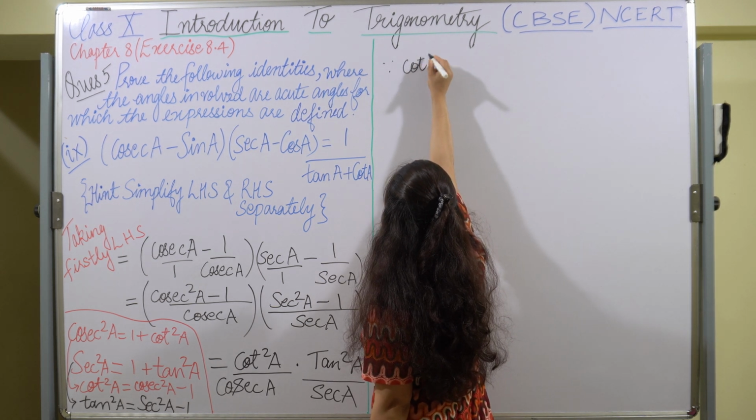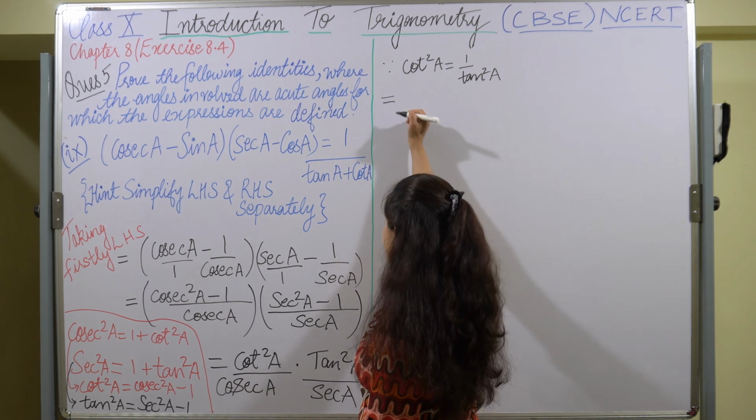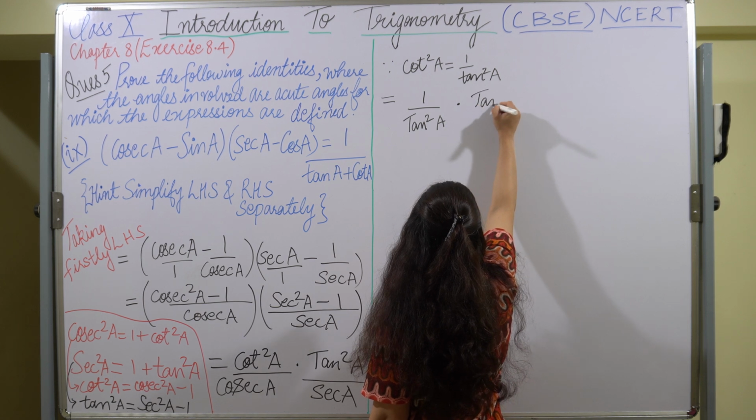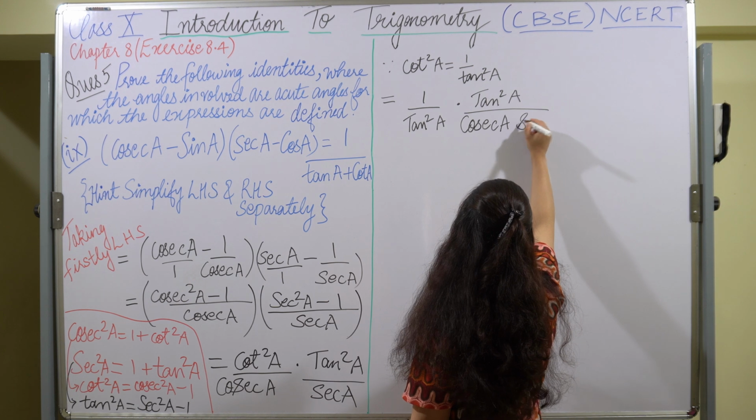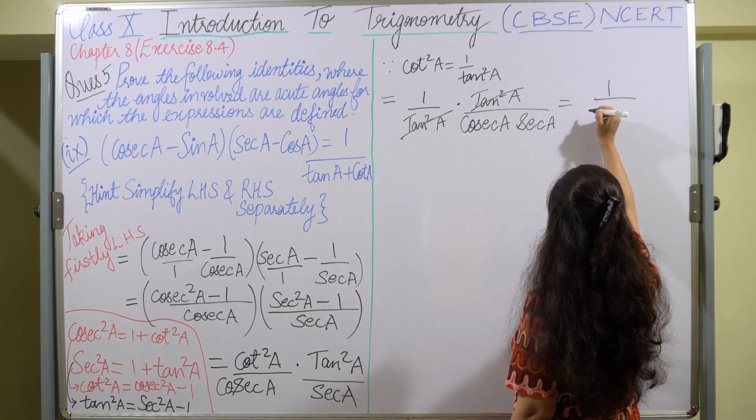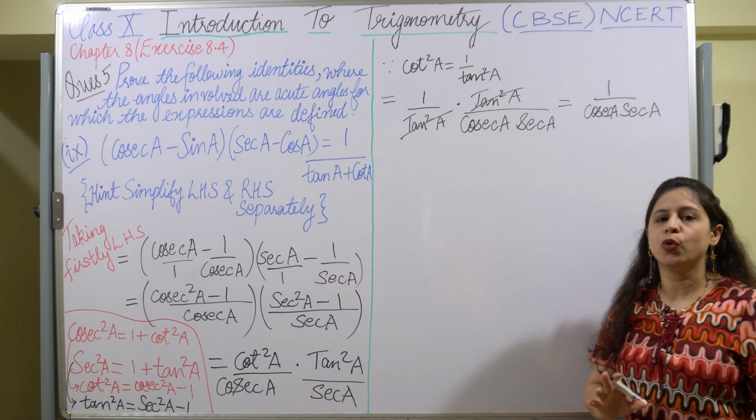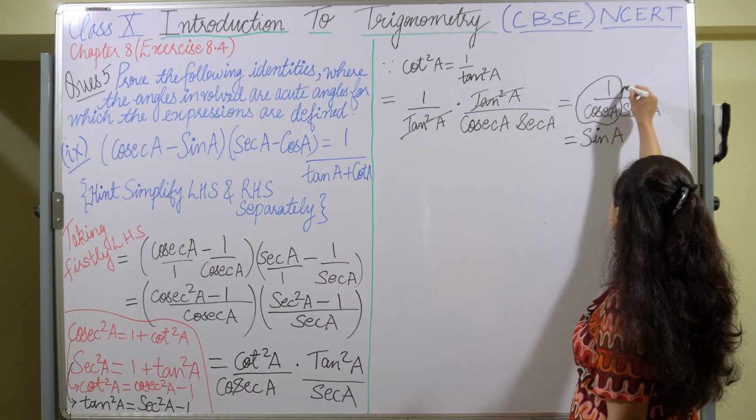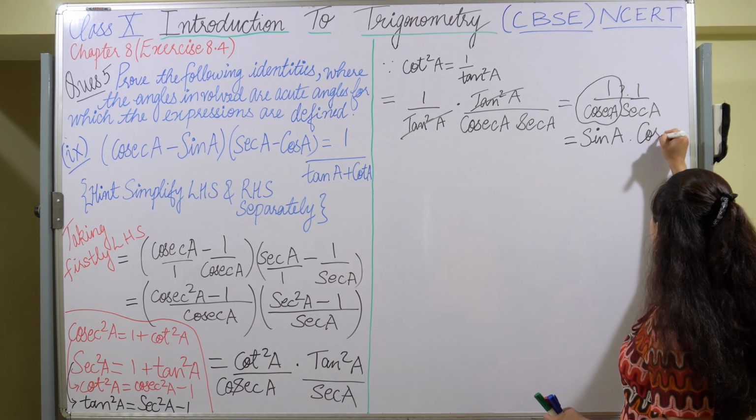Since cot square A is equal to 1 upon tan square A, the expression will become 1 upon tan square A into tan square A in the numerator, and here I am left with cosec A and sec A. So this tan square A and this tan square A get cancelled, and I am left with 1 upon cosec A and sec A. Cosec is the inverse of sine, so I can write sin A in the place of cosec A, and sec is the reciprocal of cos, so I can write cos A.